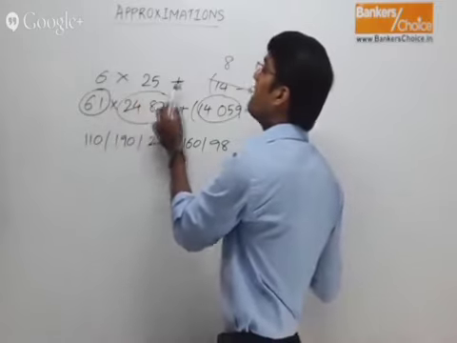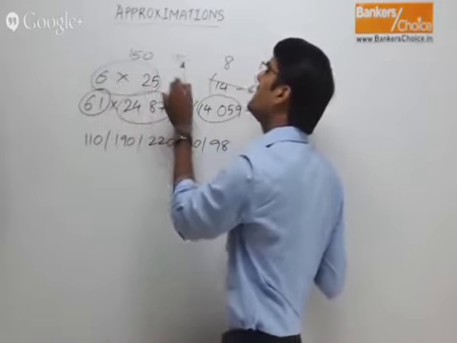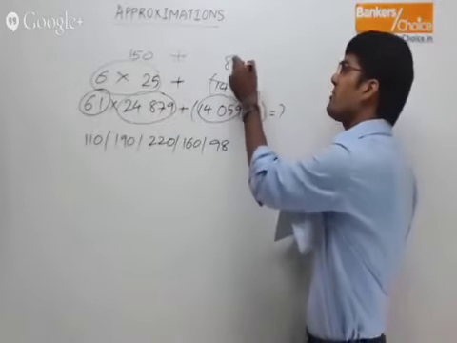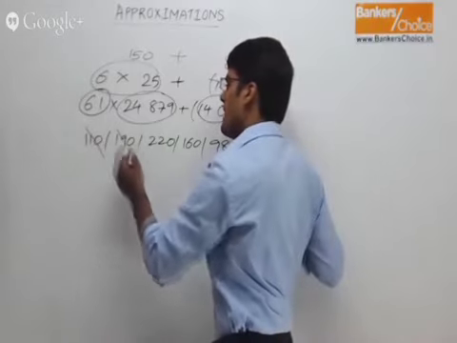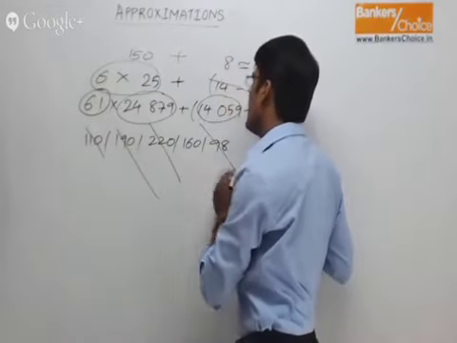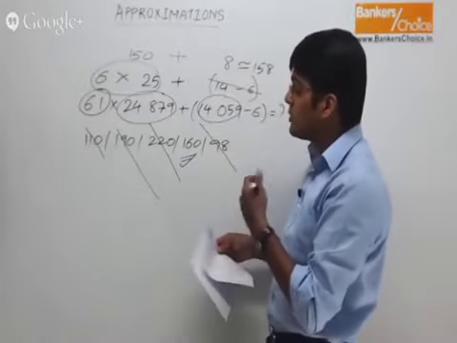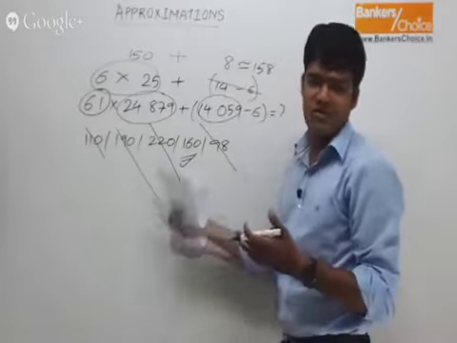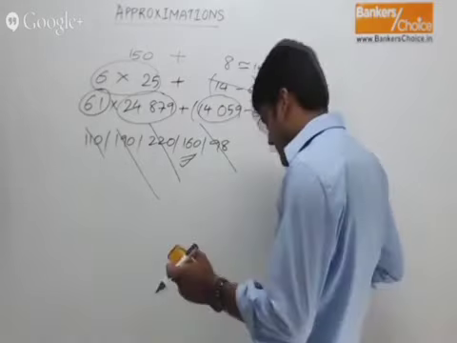Now 6 into 25 plus 8. What is 6 into 25? 150. 150 plus 8, 158 should be the answer. Approximately 158. Look at the options. 110 is ruled out. 190 is ruled out. 220 is ruled out. 98 is ruled out. 160 is close to 158. And here we don't have to worry about two options being close. There's only one option, so directly you can mark that as the answer. Let's now look at the next one.